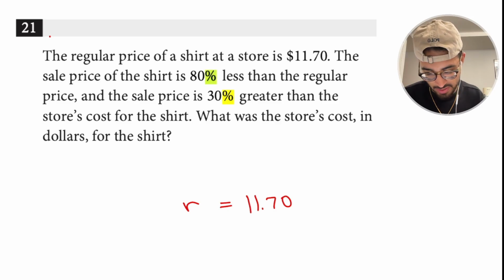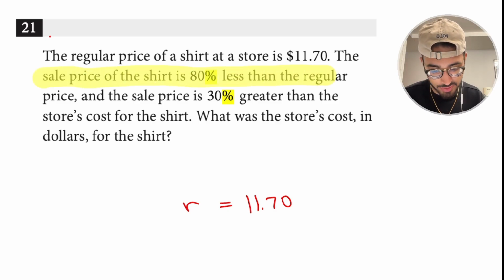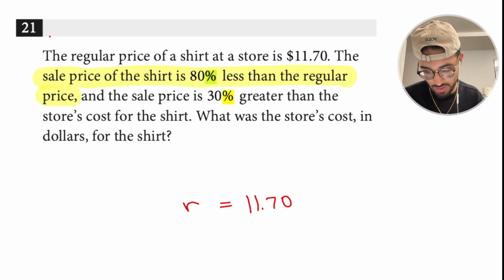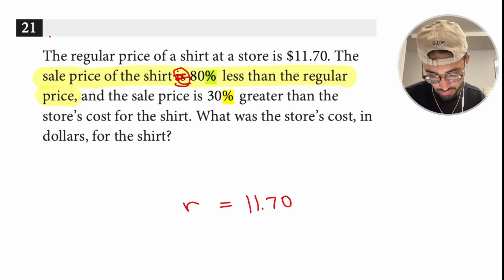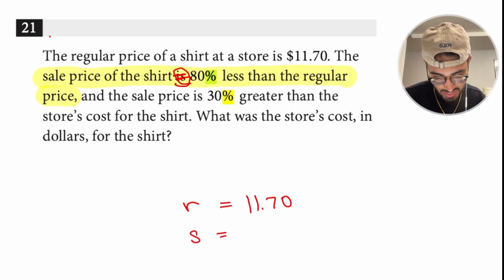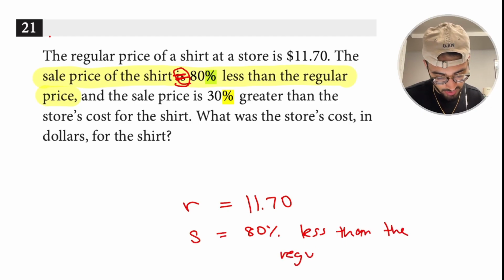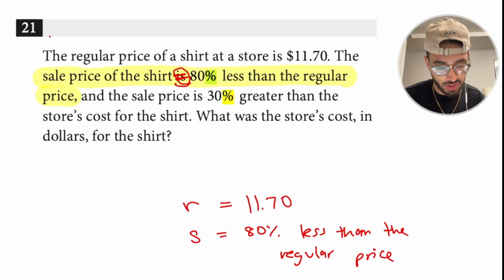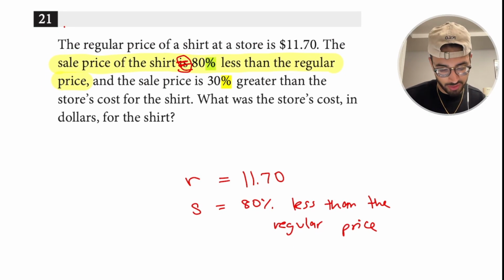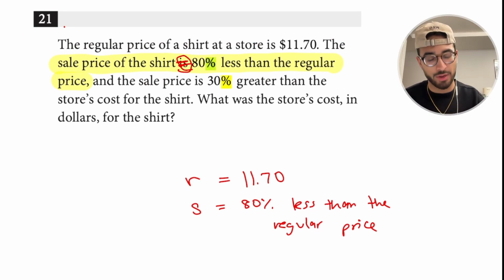It says, the sales price of the shirt is 80% less than the regular price, okay? So where's the "is" right there, so that's going to be our equal sign. And the left side just says sales price, so we're just going to put S is equal to 80% less than the regular price, right? I'm just going to keep it in words for now, all right? So it's 80% less than regular price, which means it's a discount case.